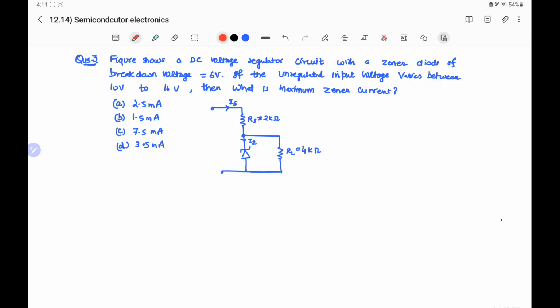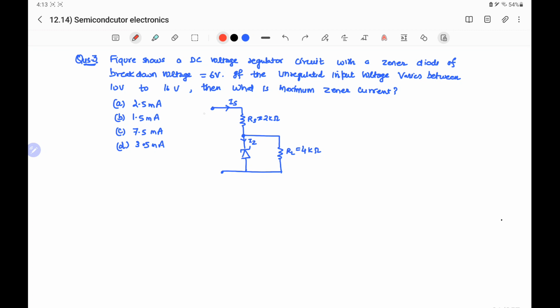Third question is, figure shows a DC voltage regulator circuit with a Zener diode of breakdown voltage 6 volt. If the unregulated input voltage varies between 10 volt to 16 volt, then what is the maximum Zener current? Options are 2.5 milliampere, 1.5 milliampere, 7.5 milliampere, and option D is 3.5 milliampere.